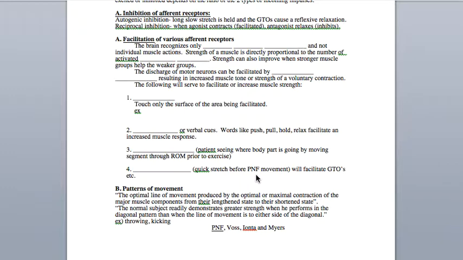And we'll see that a lot in even sports. Athletes tend to use diagonal patterns. They're kicking and throwing, and we don't kick in a cardinal plane or throw in a cardinal plane.